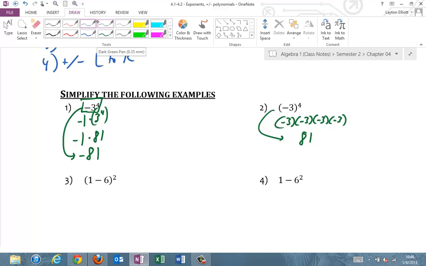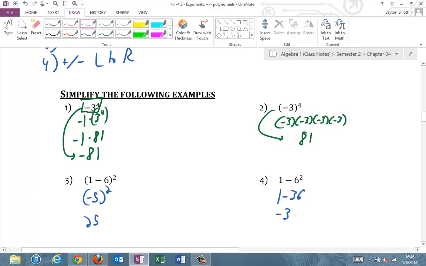If you haven't already, pause it, do these two. But there's a difference between numbers 3 and 4. Number 3, 1 minus 6 squared. The order that I would do this would be 1 minus 6 is negative 5, and negative 5 squared is negative 5 times negative 5, or positive 25. Number 4, if we follow order of operations, it's 1 minus a 36, which is negative 35.